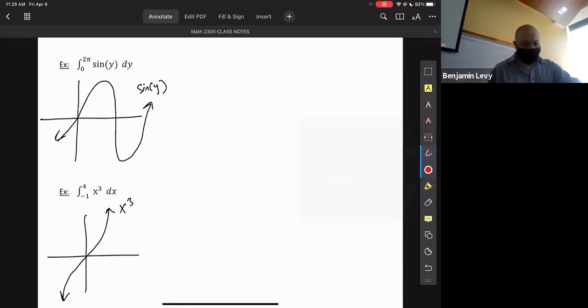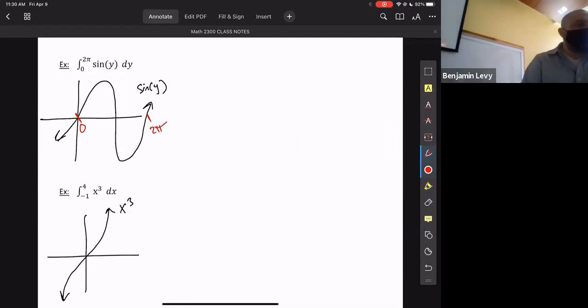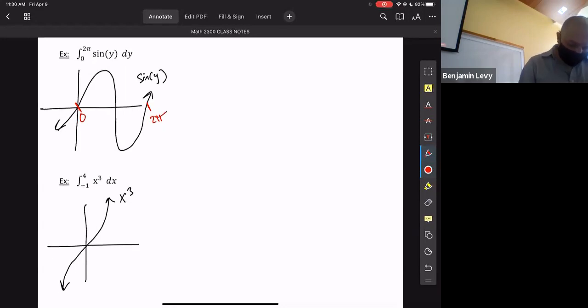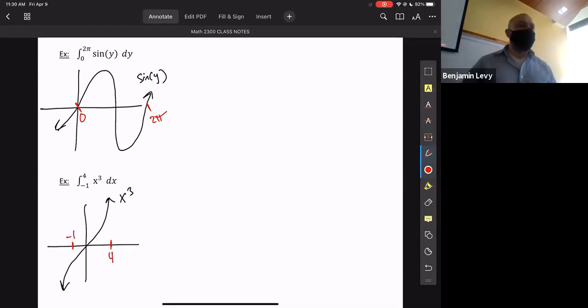But notice the bounds: 0 to 2 pi on the first one. Well, that starts here and goes all the way to the end. What's that interval going to end up being? The second one goes from -1 to 4. -1 might be right here, but then 4 goes quite a bit further to the right, right? So what is going to happen when we do that integration? Thinking that through.